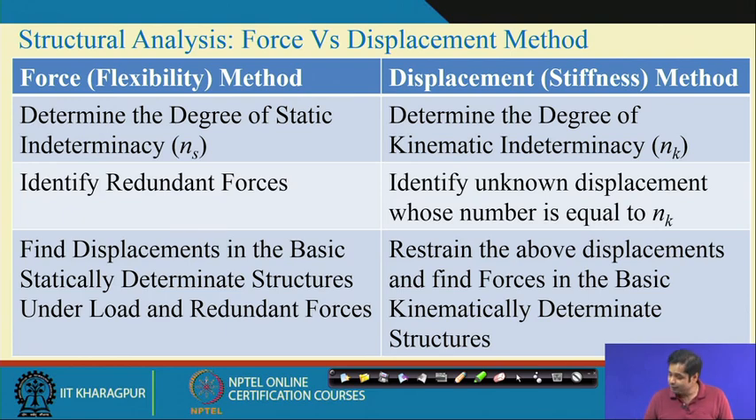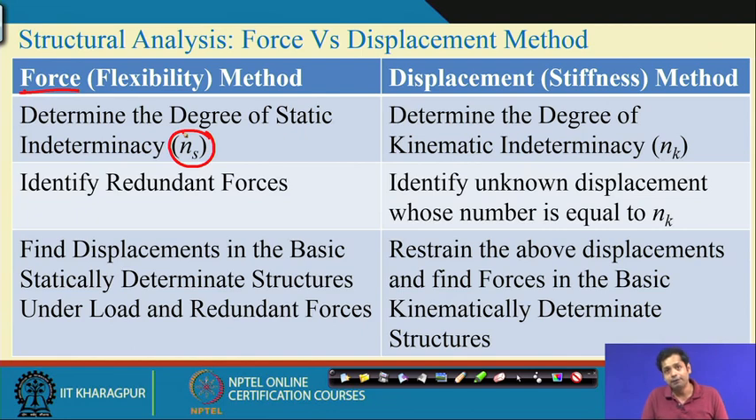Okay. So, in the force method, since the force is the primary unknown, the number of unknowns depends on the number of additional forces or additional constraints, additional reactions or additional internal forces that we need to find out. Therefore, the number of unknowns depends on the static indeterminacy of the structure, NS.